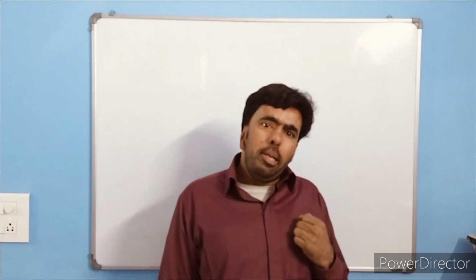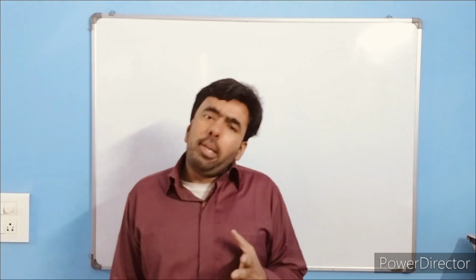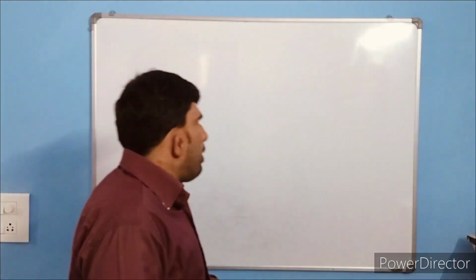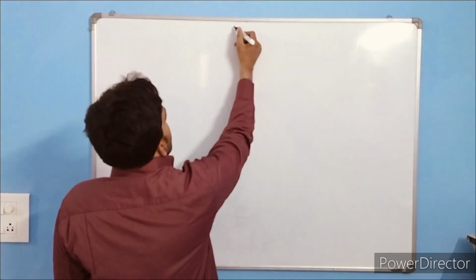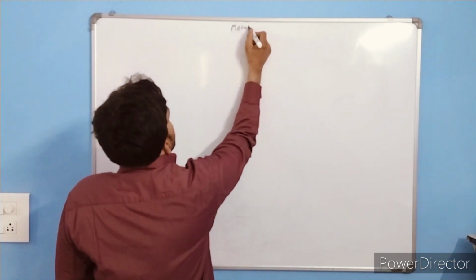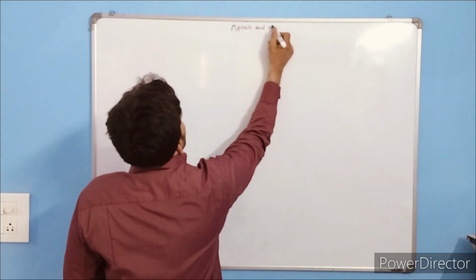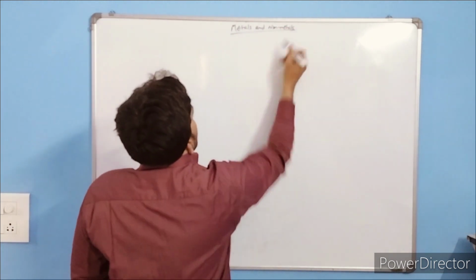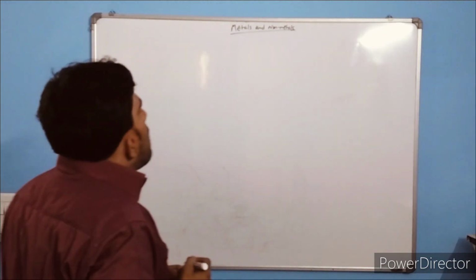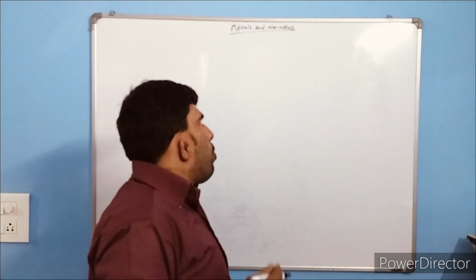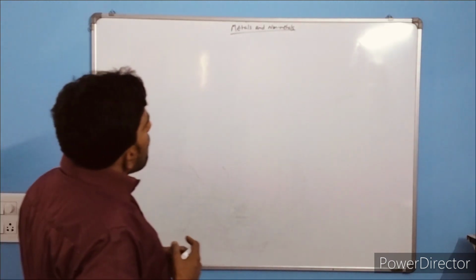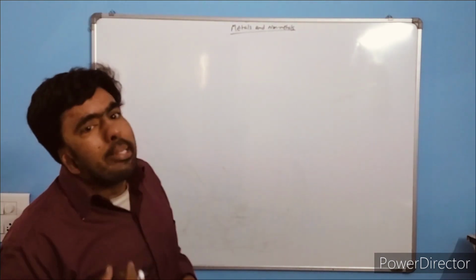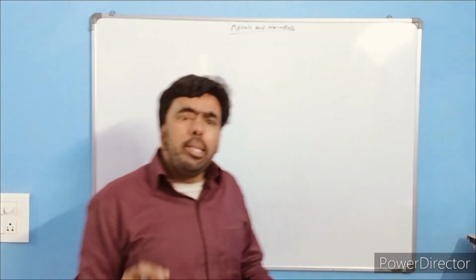The topic is metals and non-metals. Let us see how they are different from each other. So the chapter is metals and non-metals. This is the most important chapter in class 10th. As boards are around the corner, we'll study it. Let us see how we are able to distinguish between metals and non-metals, how we can say what is metal and what is non-metal.